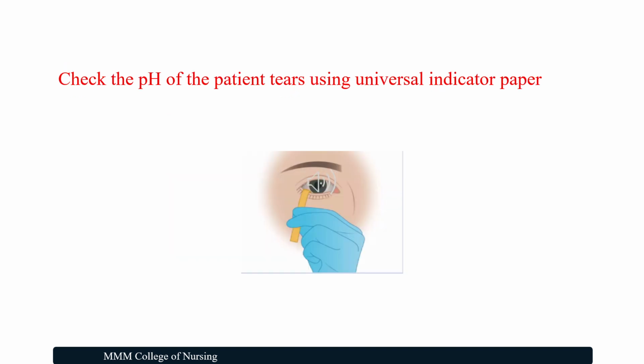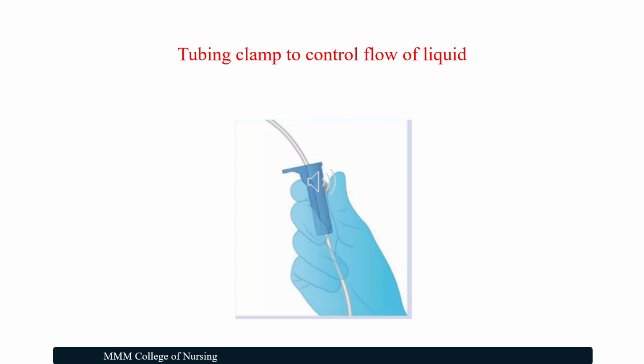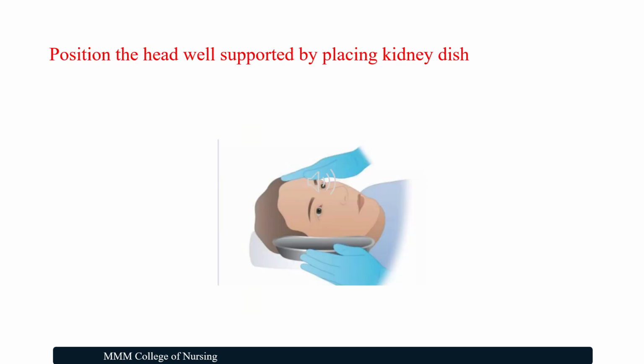So this is a pictorial representation of the procedure. Before starting the procedure, before irrigating, you can check the pH of your tears using a universal indicator paper. This is the tubing clamp to control the flow of liquid. While irrigating, you can control the flow of liquid with this clamp.